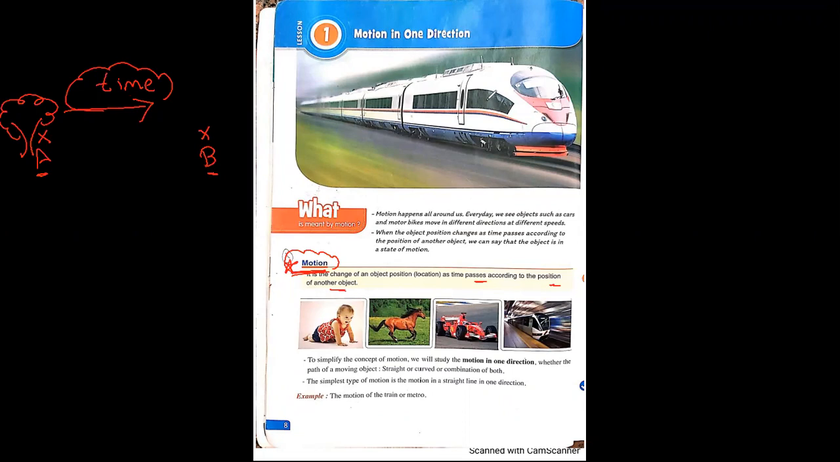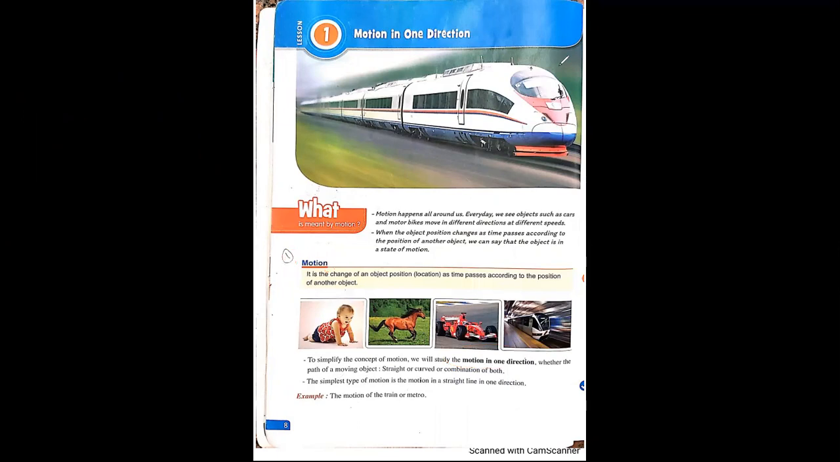Now we talk about the motion in one direction. I call it the simplest type of motion. The simplest type of motion is the motion in one direction. Now we can talk about the train or metro, and I will classify it as motion in one direction.